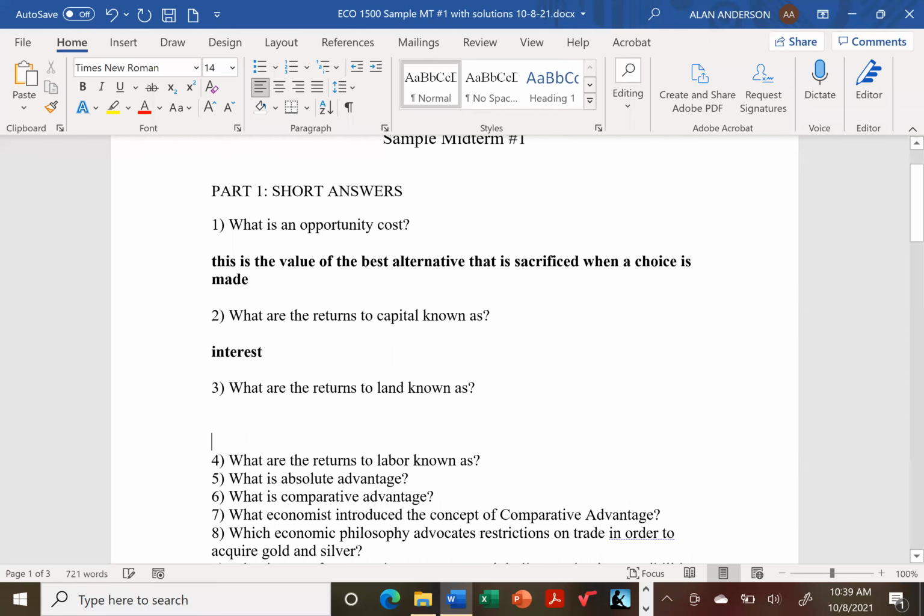All right, now land provides us with rent. Okay, well, that one's pretty straightforward. Remember, the word land doesn't just mean land. It means anything like natural resources, just something in that neighborhood.